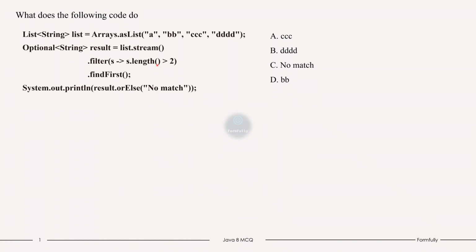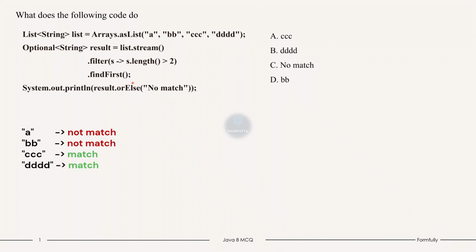Then we have the filter method, which takes a predicate, a function that returns true or false. In this case the lambda expression s.length() > 2 checks if the length of each string is greater than 2. It will filter out any string that doesn't meet this condition. For our list, a and b will be filtered out as their lengths are less than or equal to 2. Then ccc and the 4 d's pass the filter because their lengths are greater than 2.